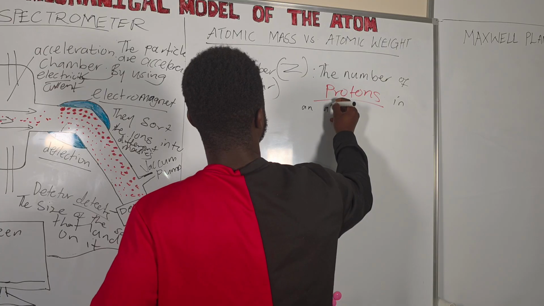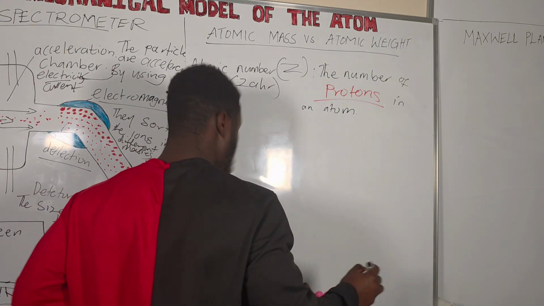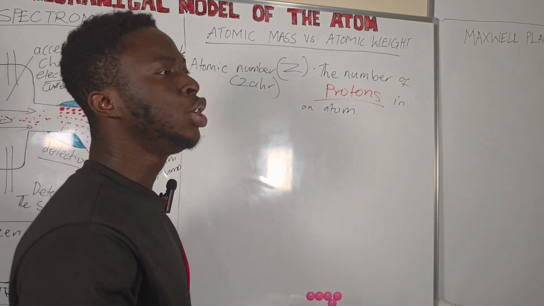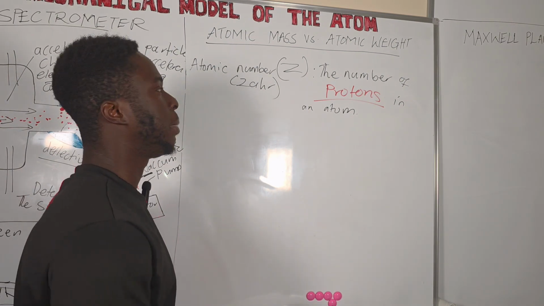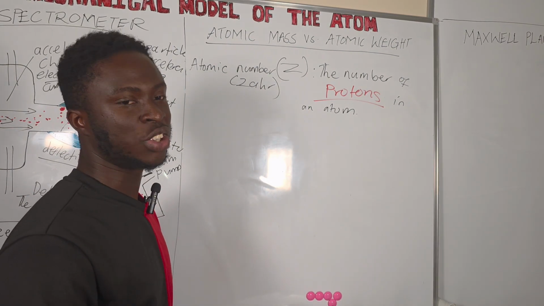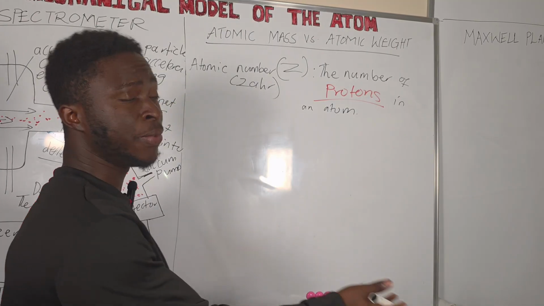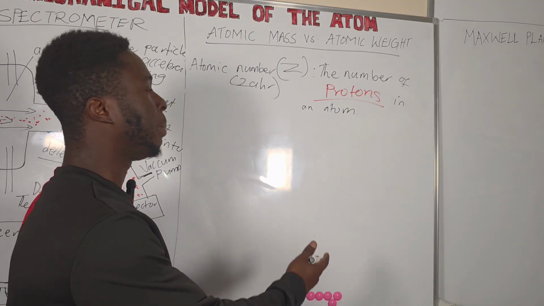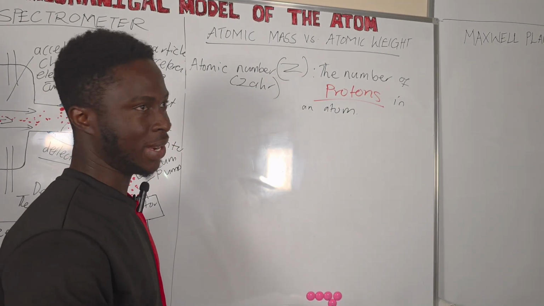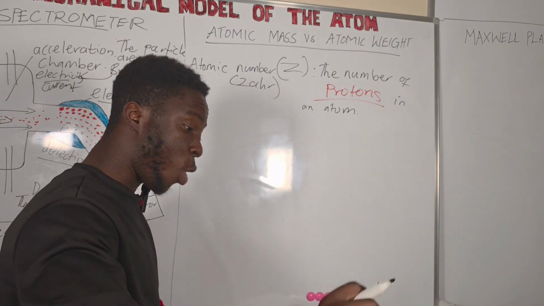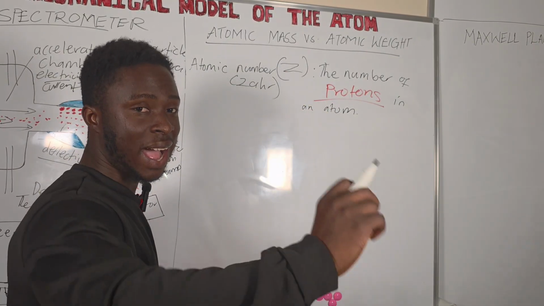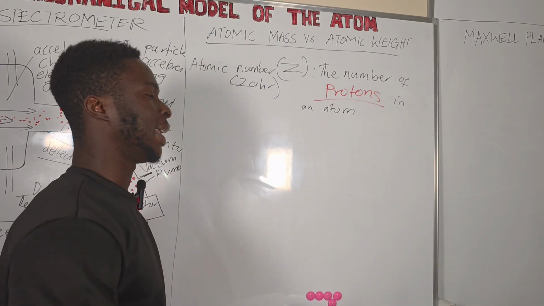In an atom. Now, do not get it confused, because in a neutral atom, an atom that has not lost any electrons, the number of protons is equal to the number of electrons. So sometimes people would confuse atomic number as the number of electrons. No, it is not that. It is the number of protons. The number of protons is always constant in an atom, or in this case, in an isotope.